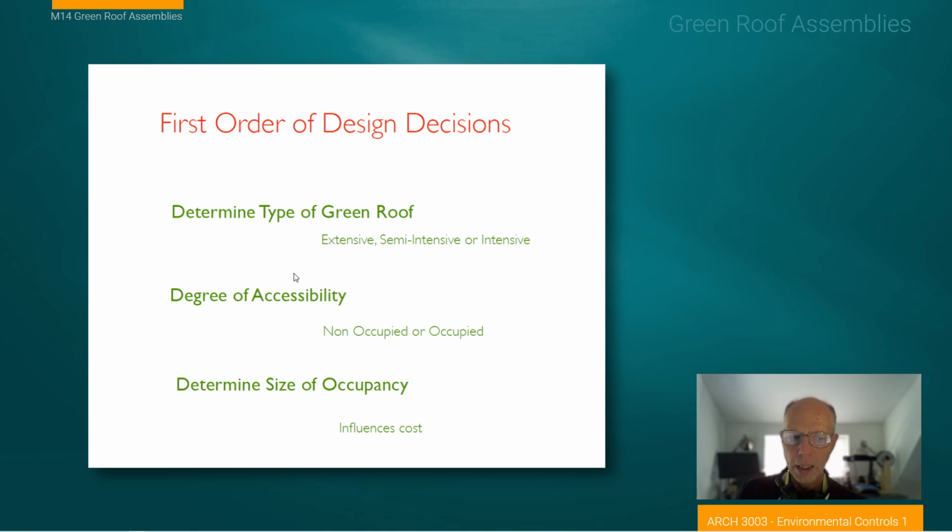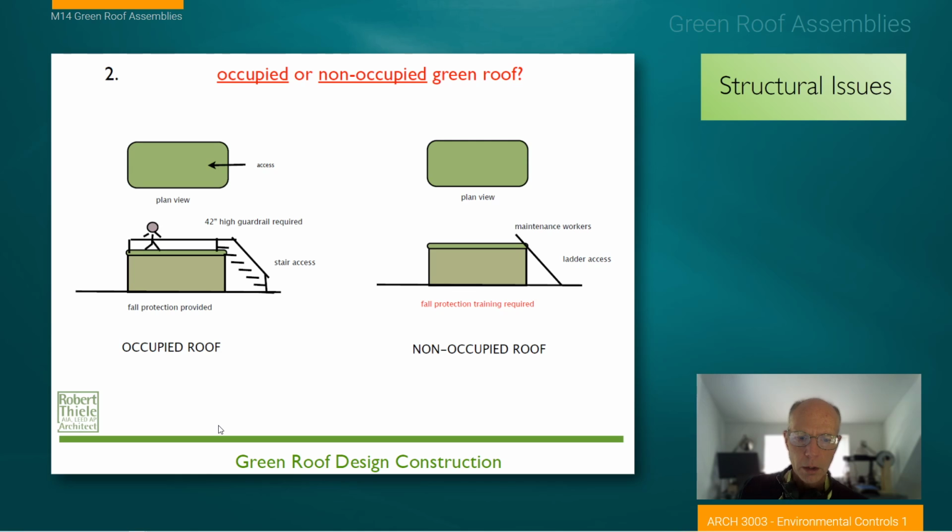So once again, the process of design decisions. What kind of roof do we want to have? Is it going to be occupied or not? And then how much occupancy? So obviously one of the first issues about this idea of occupancy is if it's occupied by the general public and or an open space or an extension of an exterior space, we need to worry about fall protection just as we would on any other elevated surface.